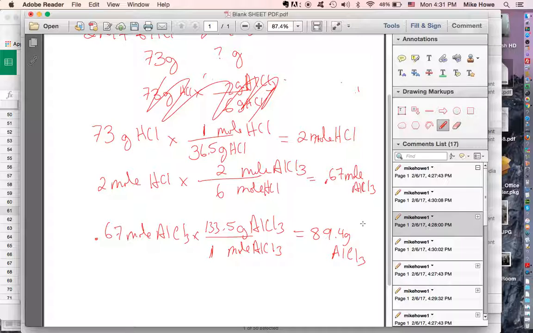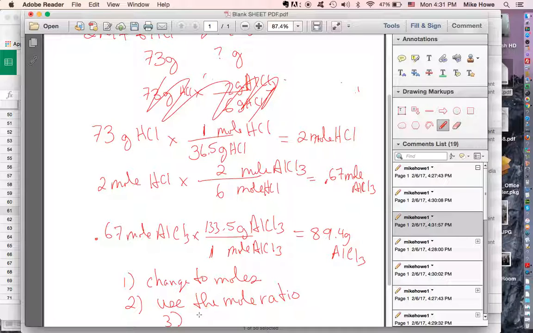So there's an algorithm for these problems. An algorithm is a process that you go through that you just repeat. It's a system of solving for them. Number 1, change to moles. Number 2, after you've changed to moles, you're going to use the mole ratio. And then number 3, after you found the mole ratio, you change back to your desired unit, which often is grams. It doesn't have to be grams, it might be liters. All right, that's the basic algorithm.